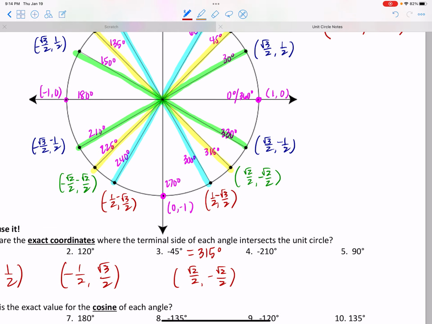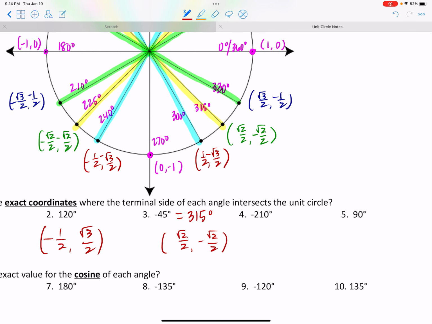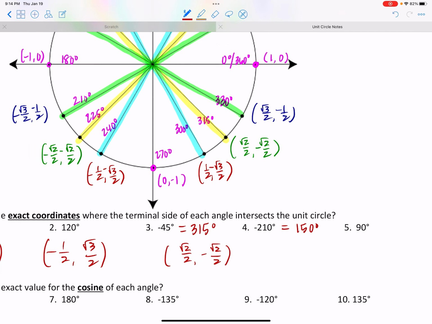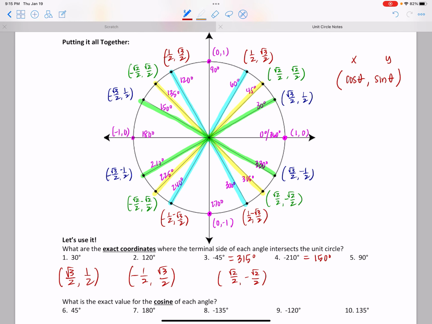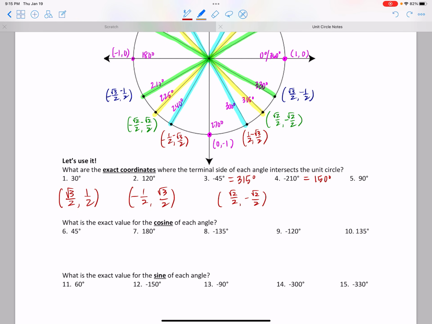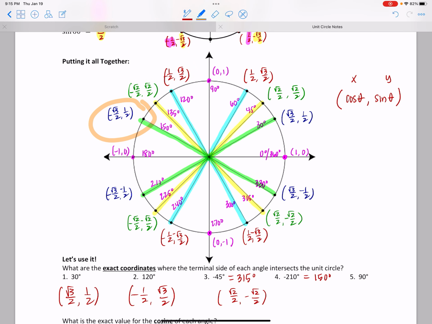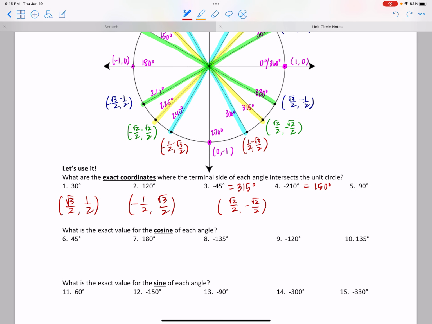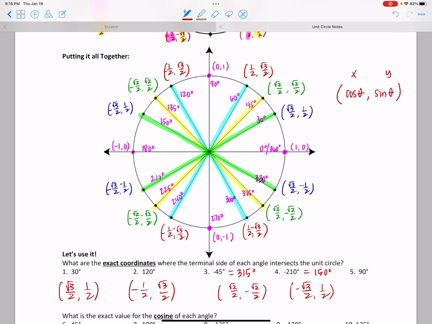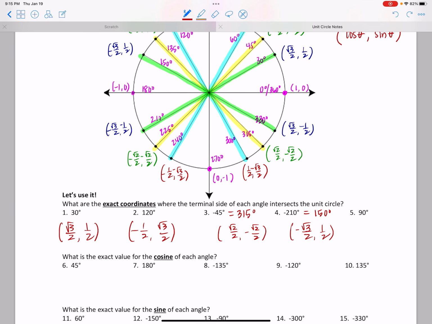Okay, negative 210. What is coterminal or the same as negative 210? Well, if I add 360, I'm going to get 150 degrees. So, another way is to look at the picture. Okay, if positive 210 goes halfway and then 1, then negative 210 is going to do the same thing in the other direction. It's going to go halfway and then 1. And again, that lands at 150, the coterminal angle. And there at 150 are our coordinates. So we're going to say this is negative radical 3 over 2 and then 1/2. And then 90 degrees, I can see that one easily right there. Coordinates are 0, 1.